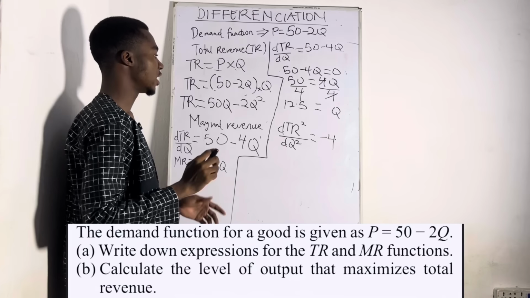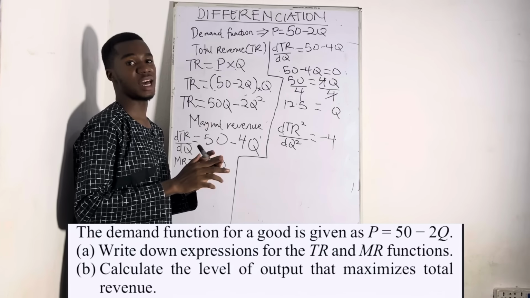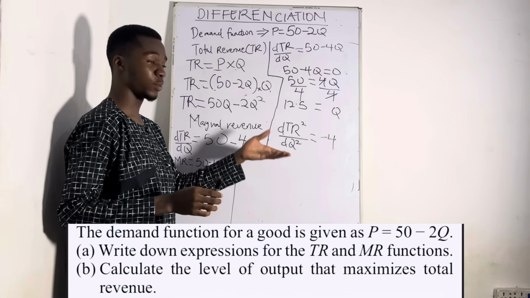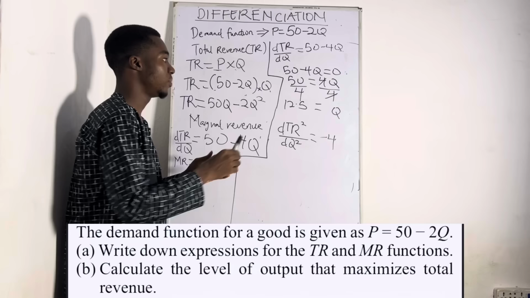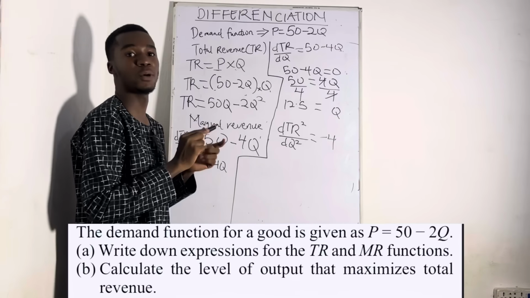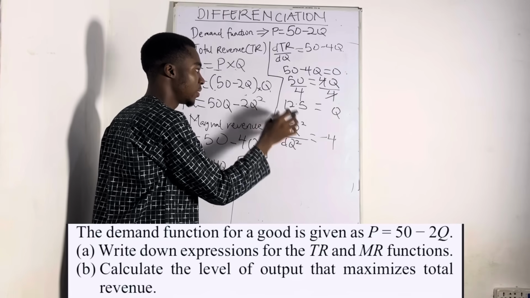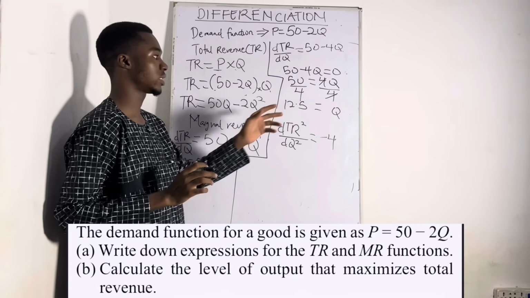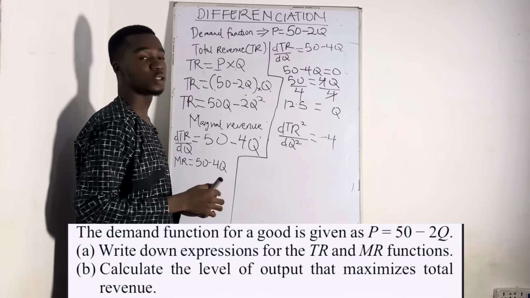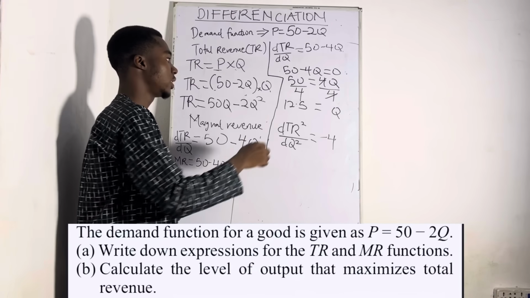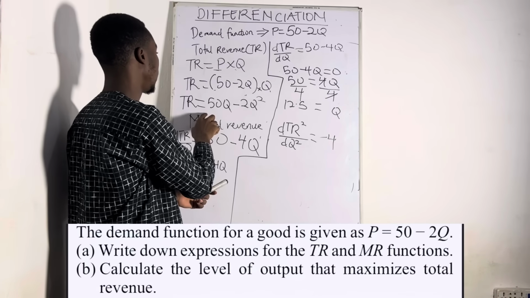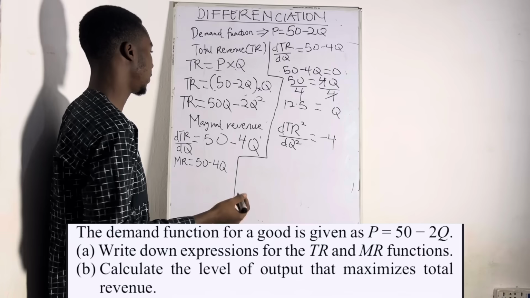You get it? Assuming we differentiated for the second time and we got, let's say, positive 4, or any positive number, it means this 12.5 would have been our minimum point. You get it? But once you differentiate and you get a negative, it means that's your maximum point or your maximum output. You get it? So now if you want to know the maximum revenue you can make, you can put the 12.5 into the total revenue function to know the highest revenue you are making.